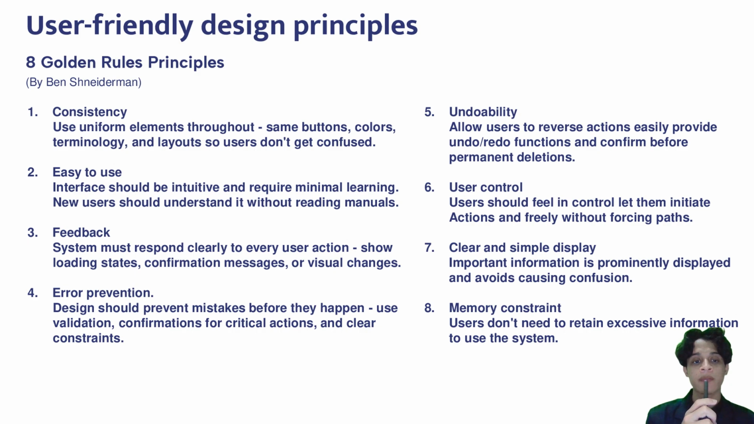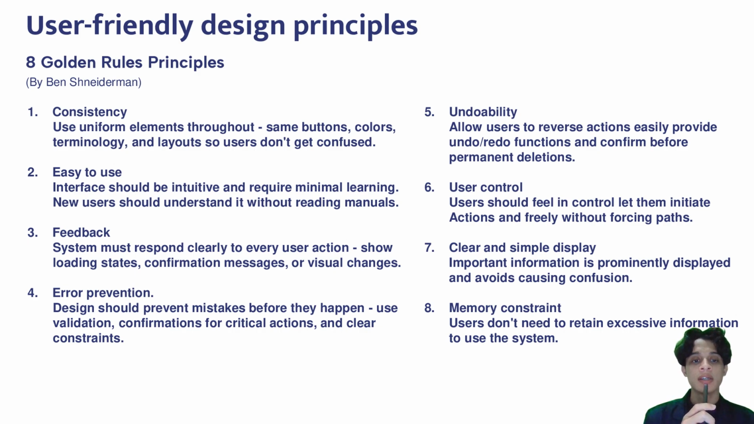The third, feedback. The system must respond clearly to every user action. For example, by showing loading states, confirmation messages, or visual changes. Number 4, error prevention. Design should help prevent mistakes before they happen. This can be done through validation, confirmation for critical actions, and setting clear constraints.